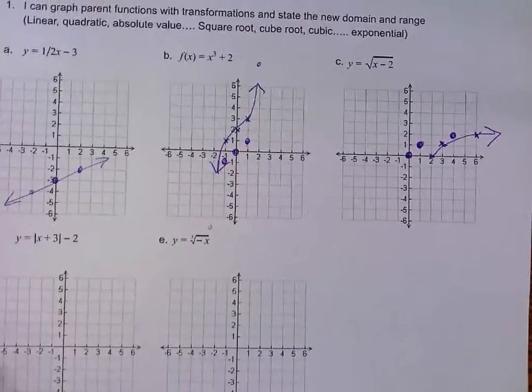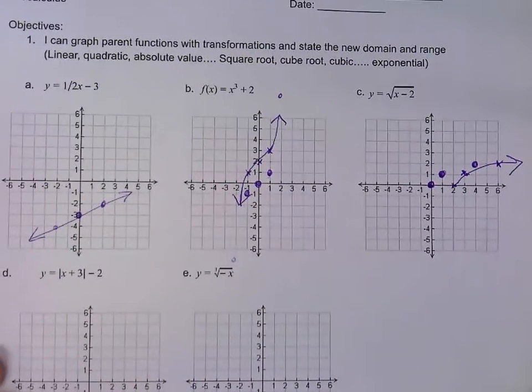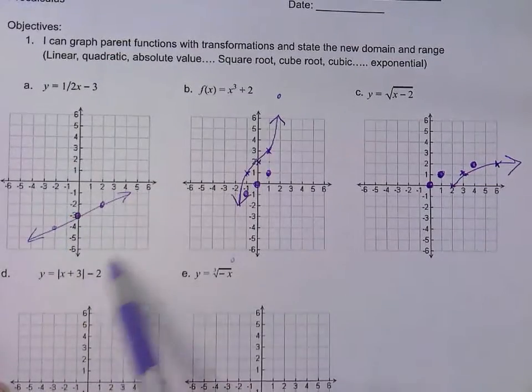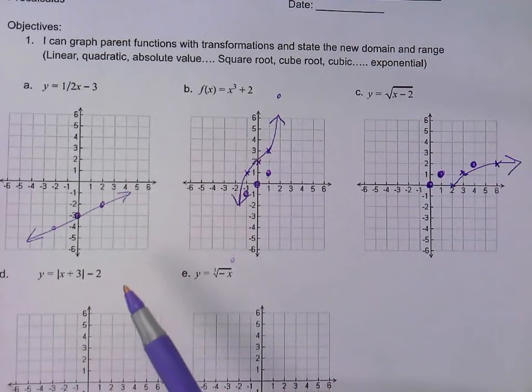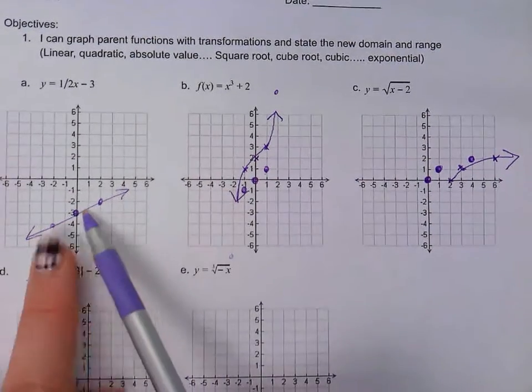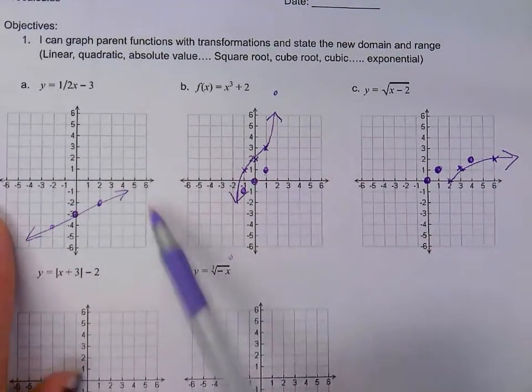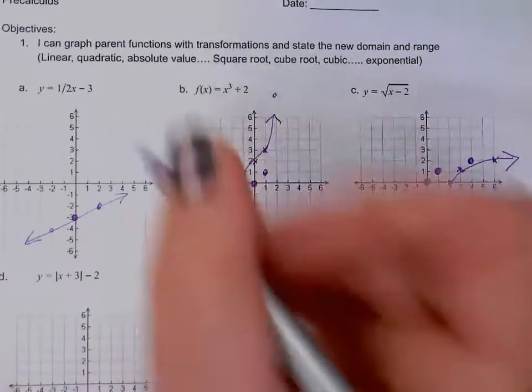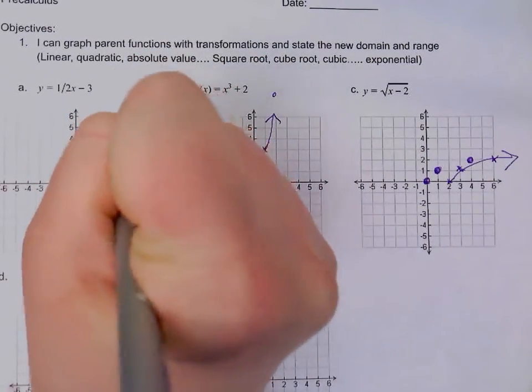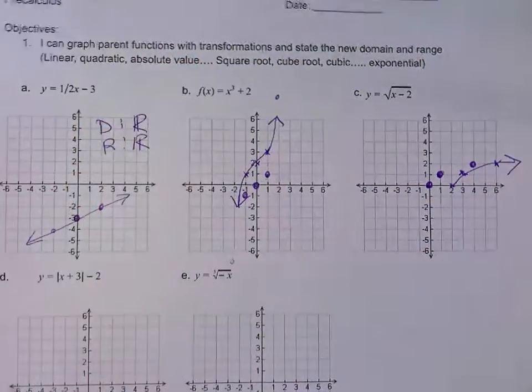Oh, and I was supposed to state the domain and range for each of these. So all linear functions, unless they're horizontal or vertical lines, are all real numbers for both the domain and range. The arrows are going forever left to right, and they're going forever up and down. So the domain and range would both be all real numbers for part A.